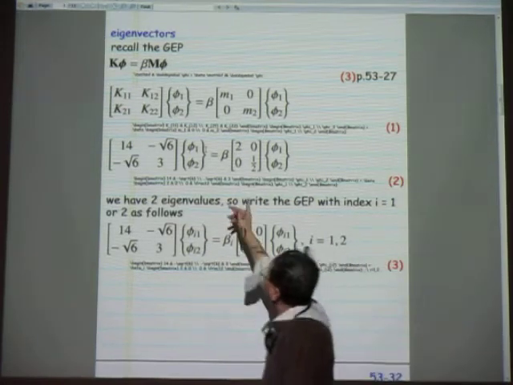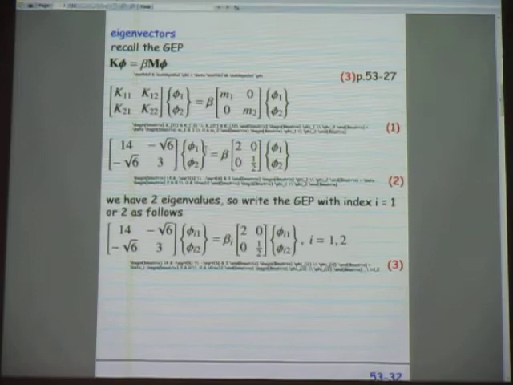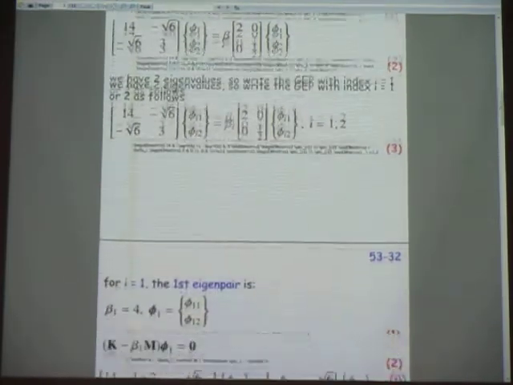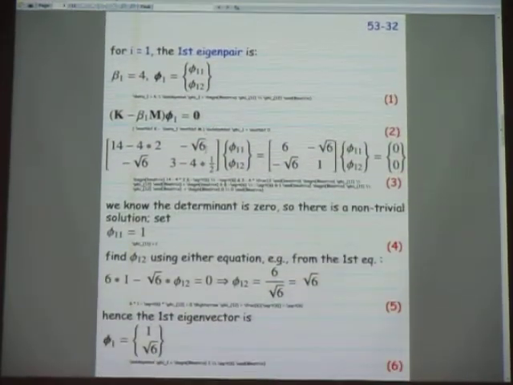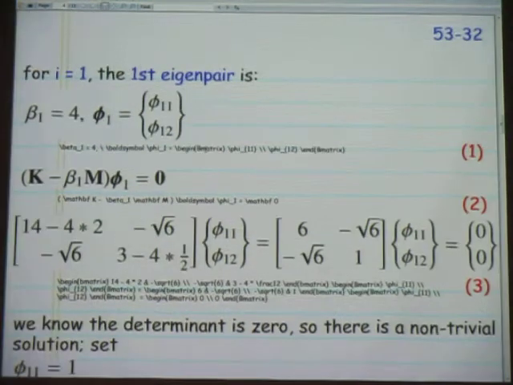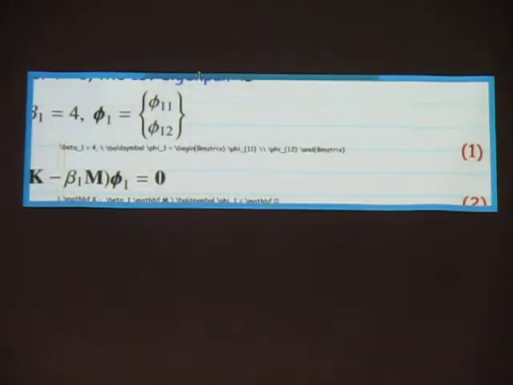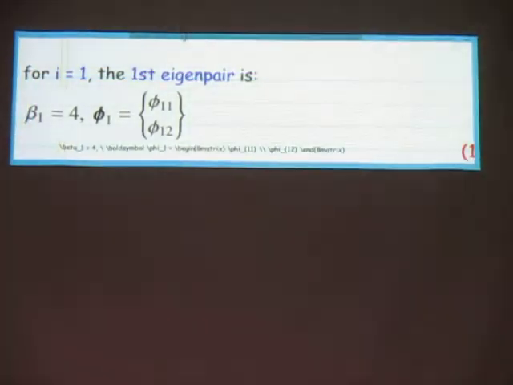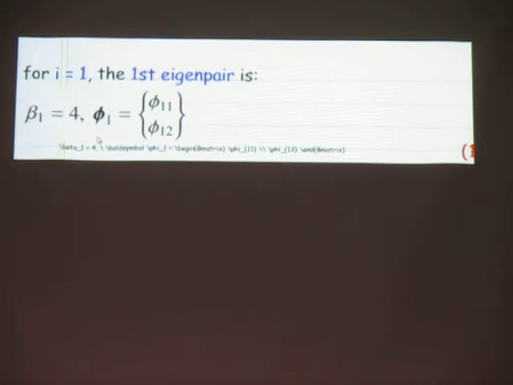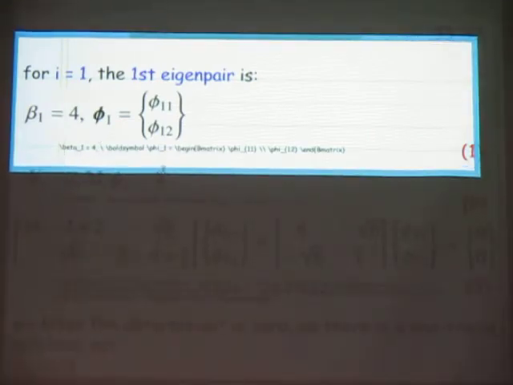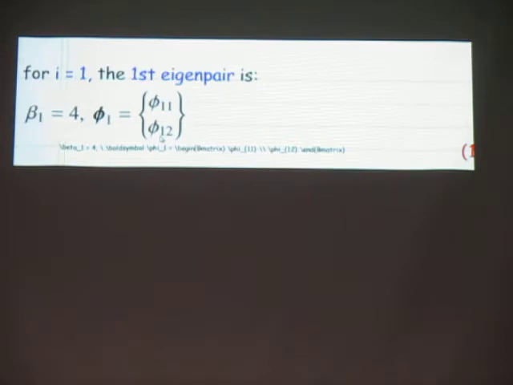The eigenvalues we have found before, and I recall them here. So now the next step is to solve for the first eigenpair, right? The first eigenvalue was already solved for, that's 4. You remember that there are 2 eigenvalues, right? 4 and 9. So beta 1 is equal to 4. And so at this stage, you really have 2 unknowns, okay?